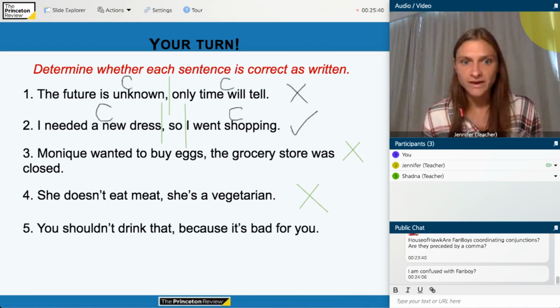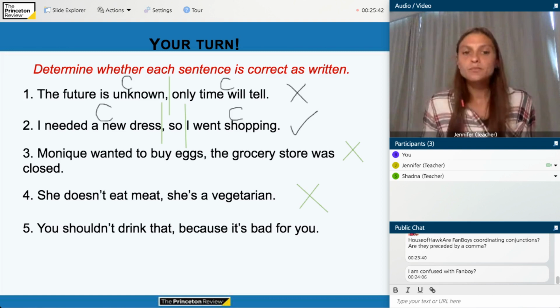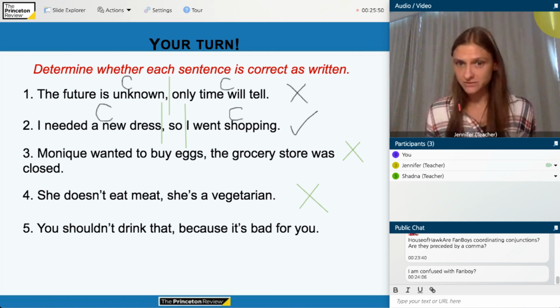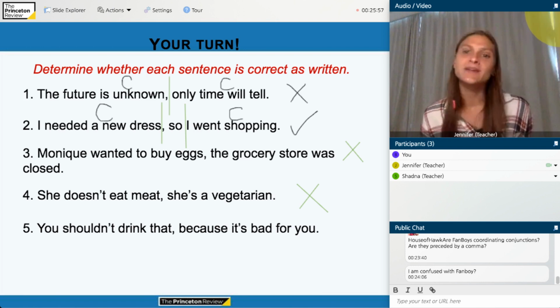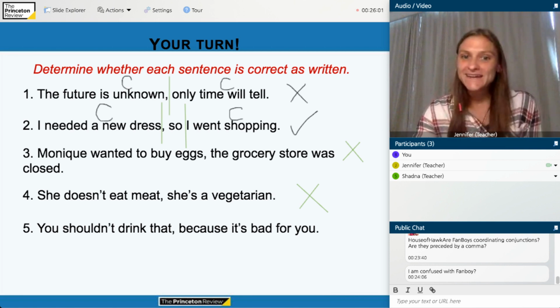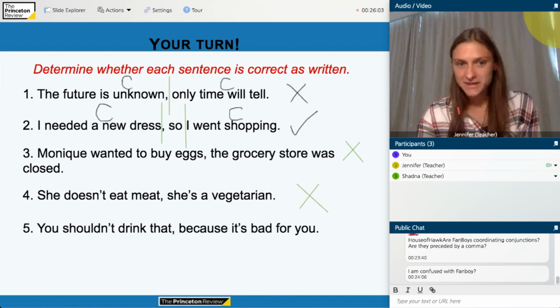And one last one here. You shouldn't drink that, comma, because it's bad for you. So take a moment to decide whether this is correct or not. And this one is a little bit of a trick. So it's not correct. And here's the situation.